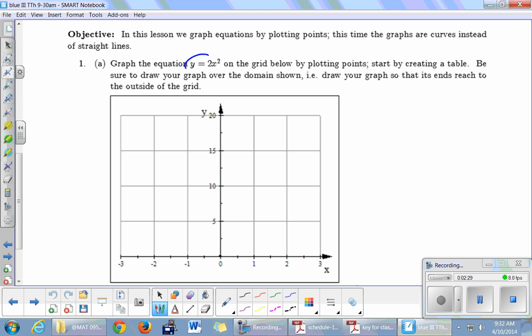We're trying to graph y equals 2x squared. It's the first time we're graphing something with a squared in it, different from the other stuff that we've been graphing. And we're going to begin with a table. So let's make our table here. X or y, which one goes in the first row? X. And then y in the second row.